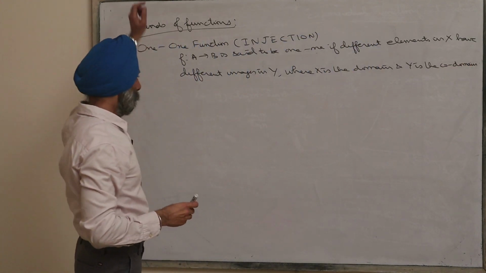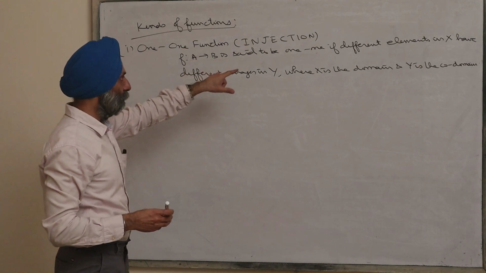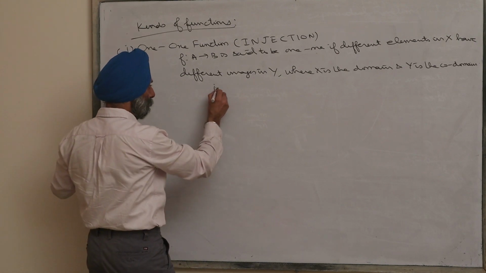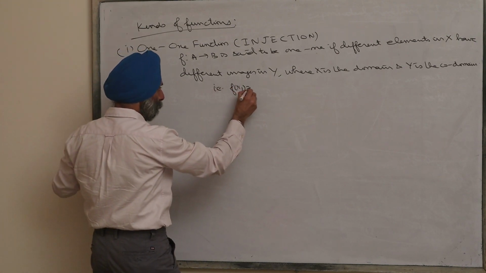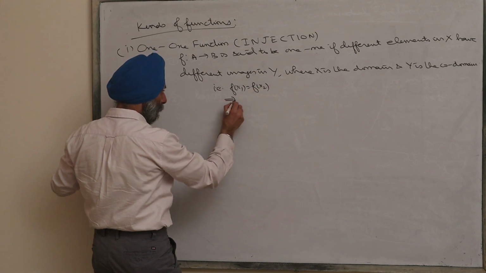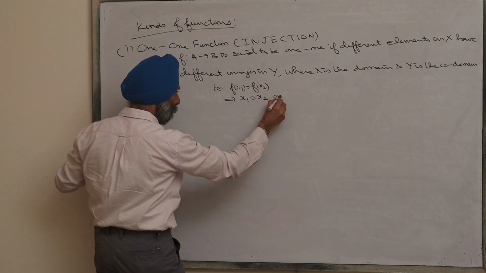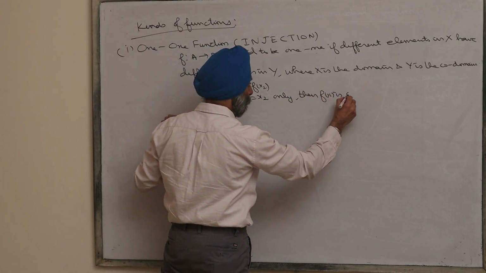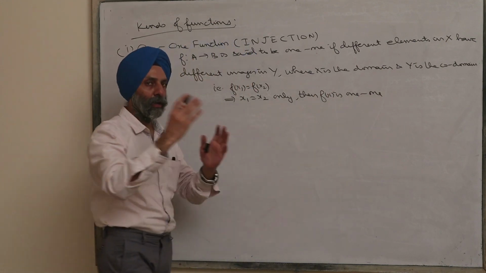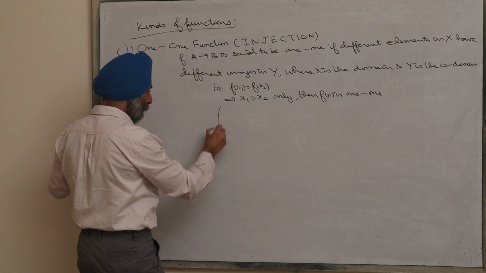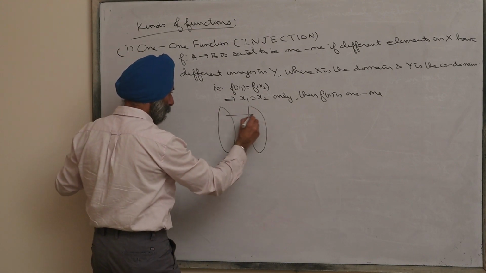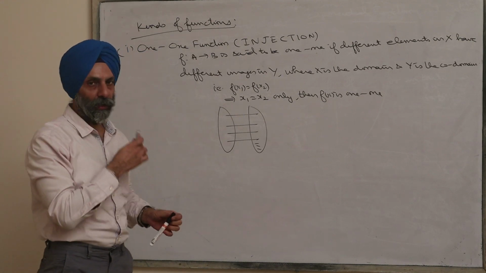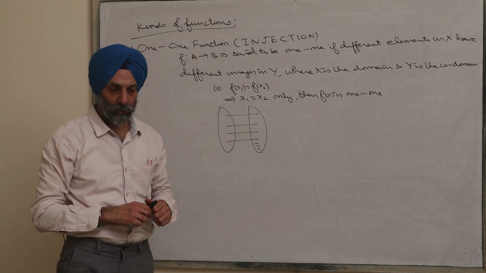That is, a function f defined from A to B is said to be one-one if different elements in X have different images in Y. That is, f(x1) equals f(x2) implies x1 equals x2 only, then f(x) is one-one. So through the Venn diagram I can show this as it should be like this. This is called your one-one function, or your injection here.